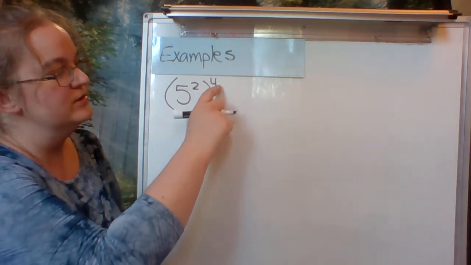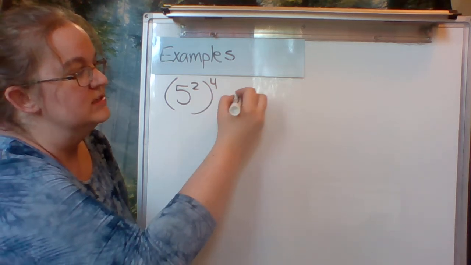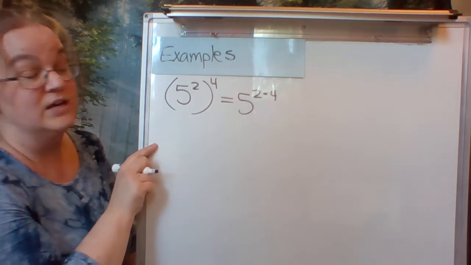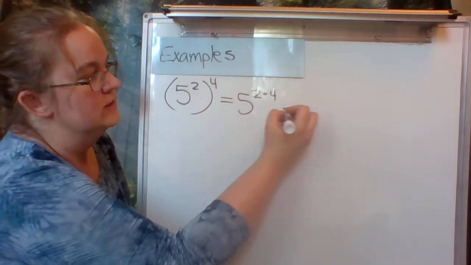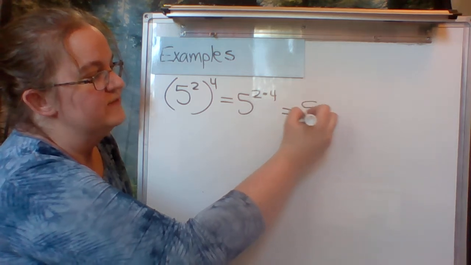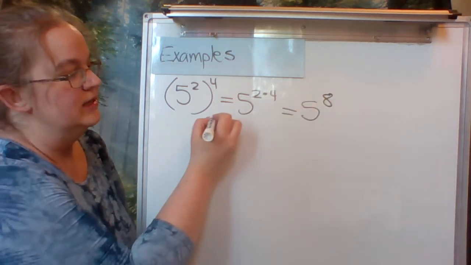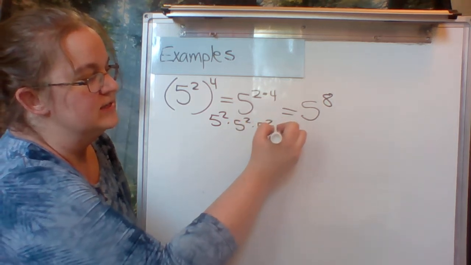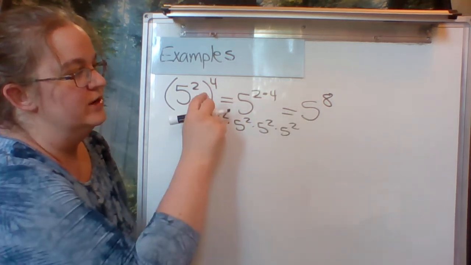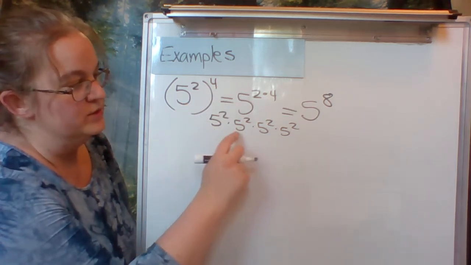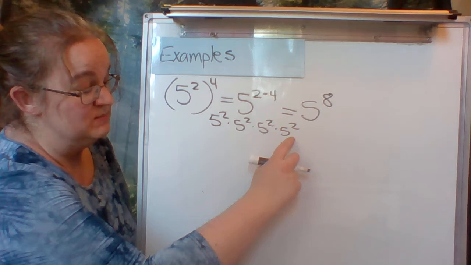So 5 squared to the fourth power means 5 squared, and you're going to do 2 times 4 using the power rule. And so that would be 5 to the 8th power. And again, if I were to write this out, you don't have to, but if I were to write this out, 5 squared to the fourth power means 4 5 squareds. So that would be 5 squared times 5 squared times 5 squared times 5 squared.